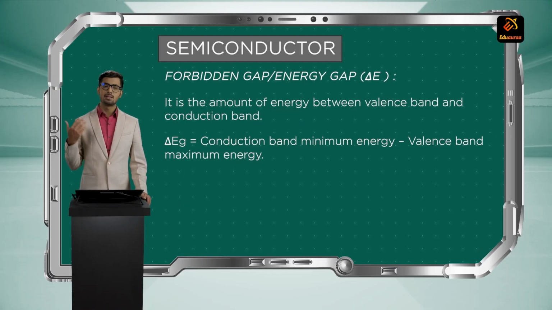In a conductor, there is no forbidden gap as the valence band and conduction band are overlapped. In a semiconductor, this gap is quite small, and in an insulator, this gap is very large. So the electron cannot gain that much energy to jump from the valence band to the conduction band. In a semiconductor, it is easy for an electron to jump from the valence band to the conduction band.